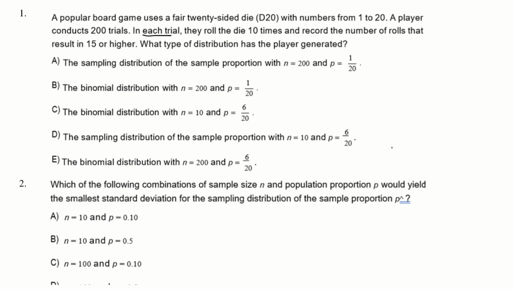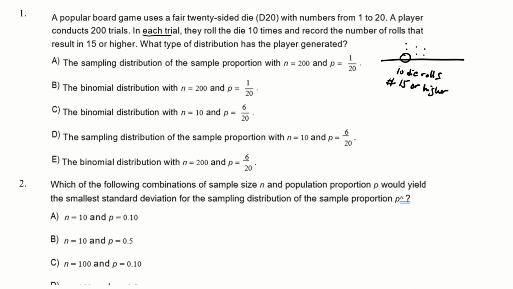So for example, if you had a graph and had a bunch of dots, well, each dot will represent 10 die rolls, okay? And then looking at the 15 or higher, so number 15 or higher. Okay, so we want to make sure we understand that.